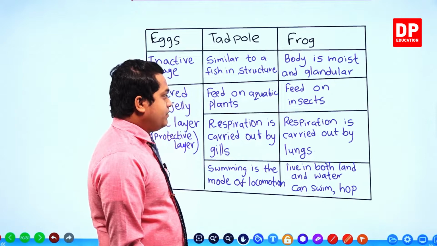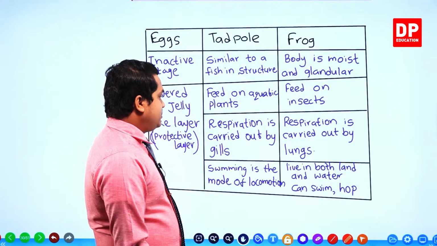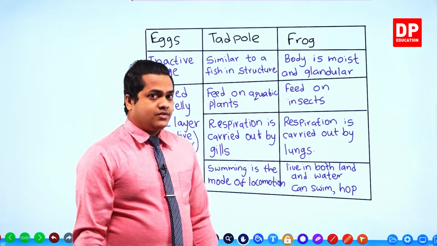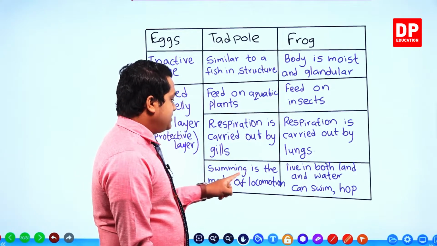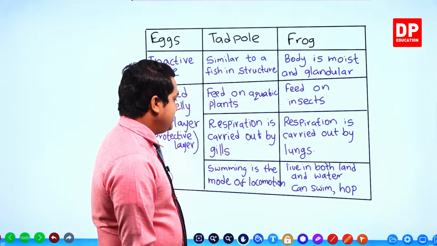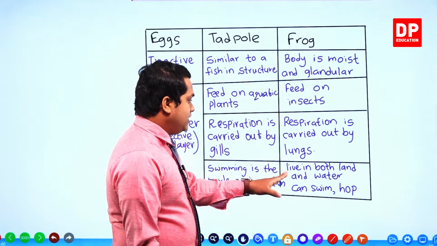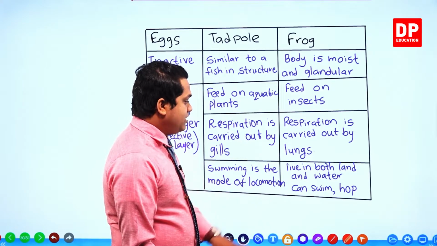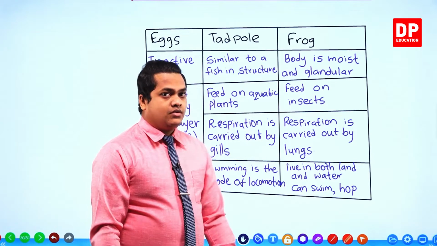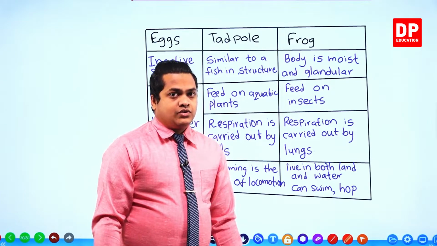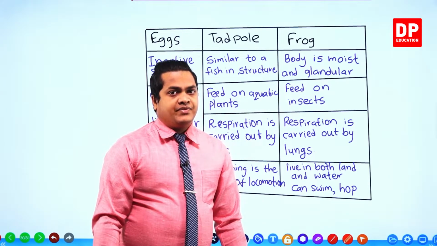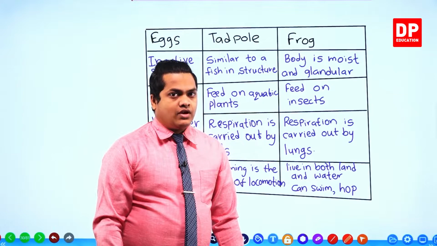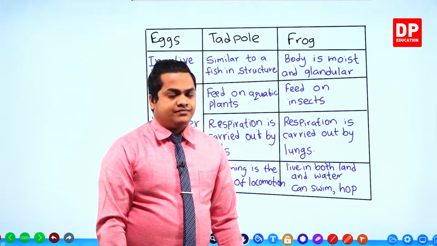Respiration is carried out by lungs. Here the respiration is carried out by gills. Okay. Then swimming is the mode of locomotion. But however, as the frog is living in both land and water, they can swim and also hop, right? Okay. So these are the main differences that we can observe between the frog and the tadpole, my dear children.